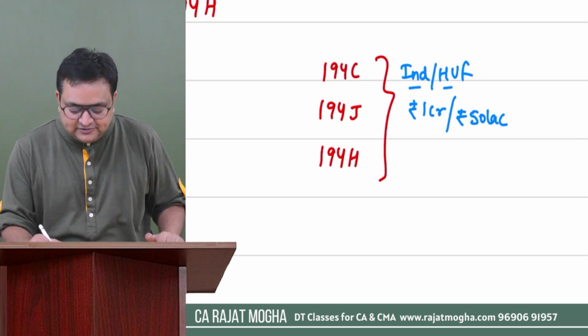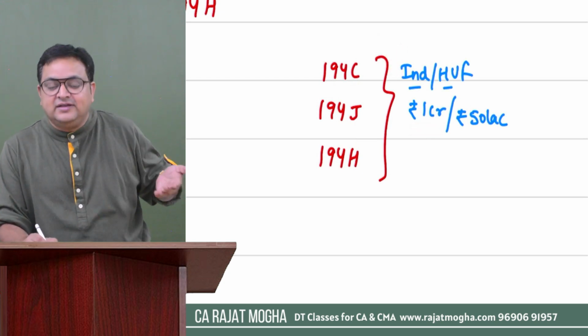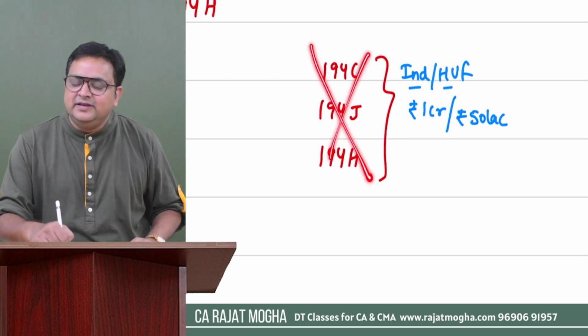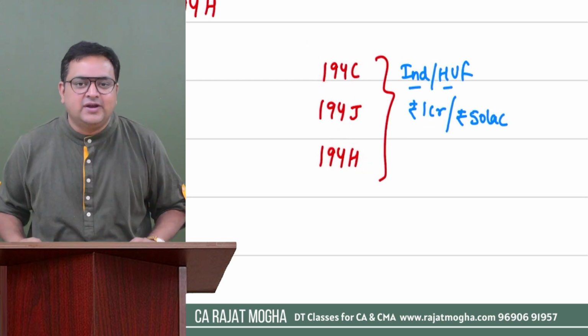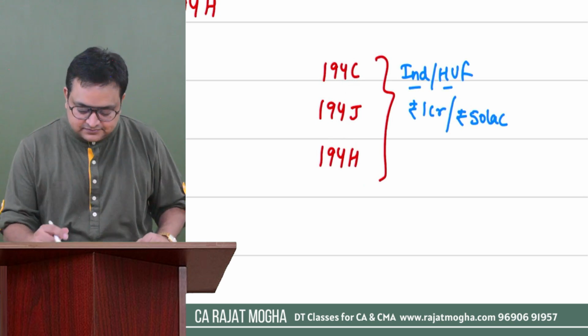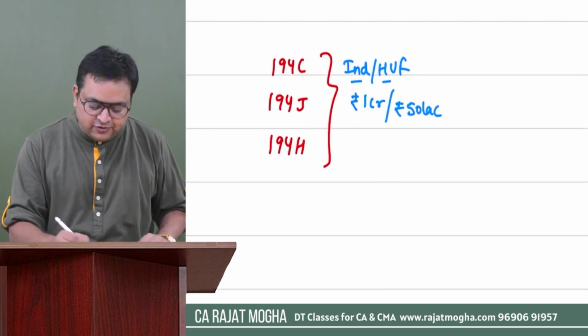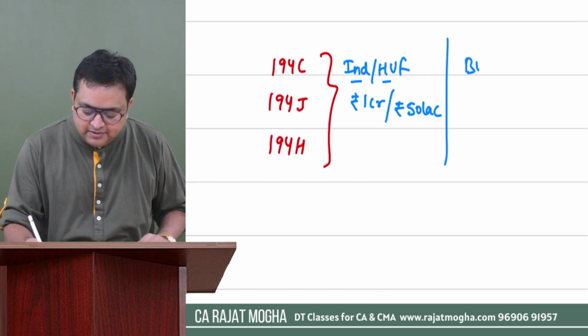So if a person is not liable, his turnover not exceeding 1 crore 50 lakh, then he will not be deducting TDS under these sections. He will be deducting TDS under section 194M. Second thing, if you would like to deduct TDS under these sections, this must be only for your business expense. It should not be a personal expense.